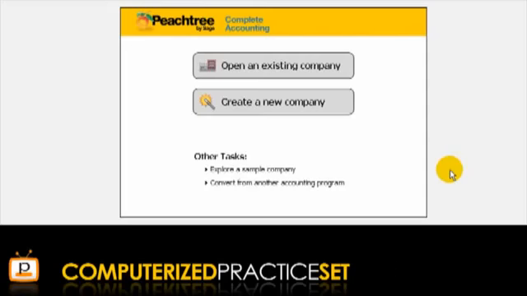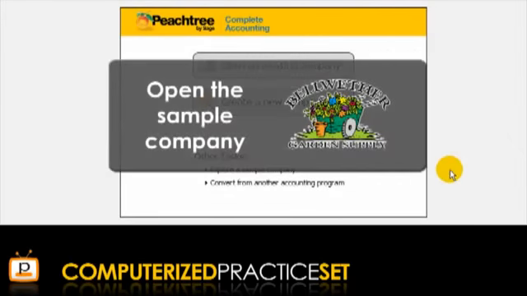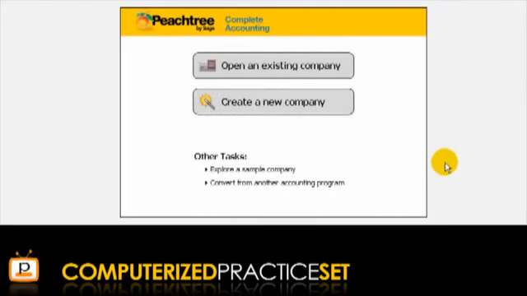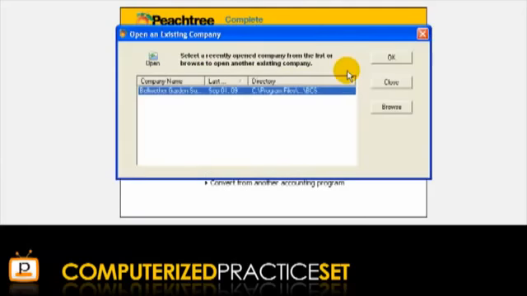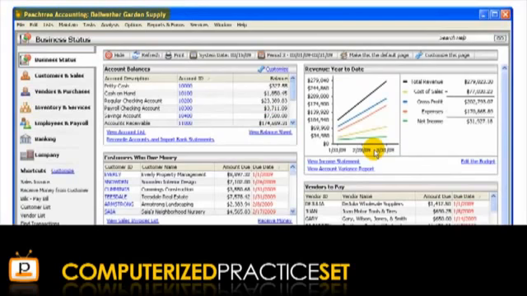The first thing you need to do once you have opened Peachtree is to open the sample company. Here, we will do this by clicking on the Open an Existing Company button, clicking on Bellwether Garden Supply to highlight it, and then clicking OK. This will open the Peachtree main window. Here we can see the title bar and the menu bar with Peachtree's main menu items.